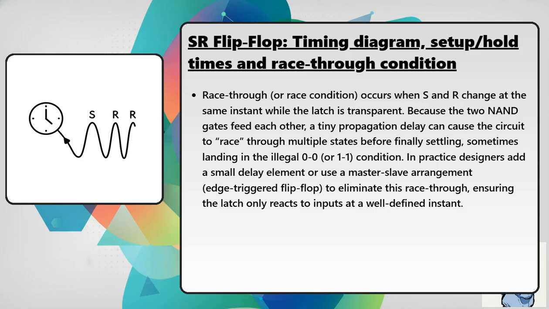Race-through, or a race condition, occurs when S and R change at the same instant while the latch is transparent. Because the two NAND gates feed each other, a tiny propagation delay can cause the circuit to race through multiple states before finally settling, sometimes landing in the illegal 0-0 or 1-1 condition. In practice, designers add a small delay element or use a master-slave arrangement, an edge-triggered flip-flop, to eliminate this race-through, ensuring the latch only reacts to inputs at a well-defined instant.